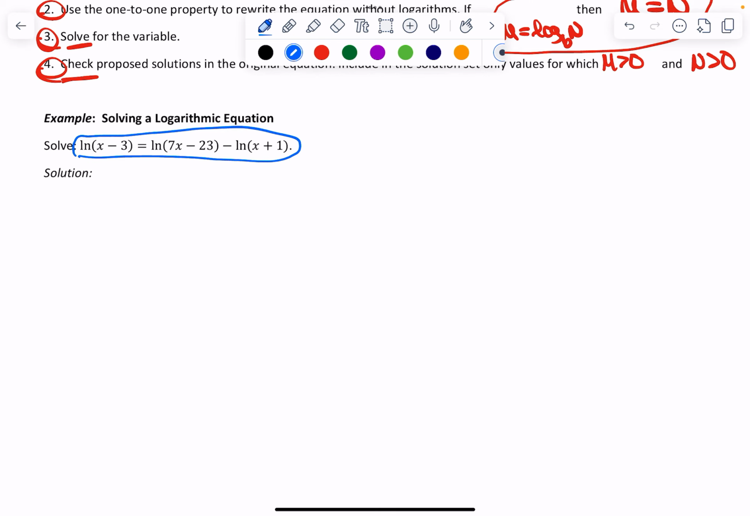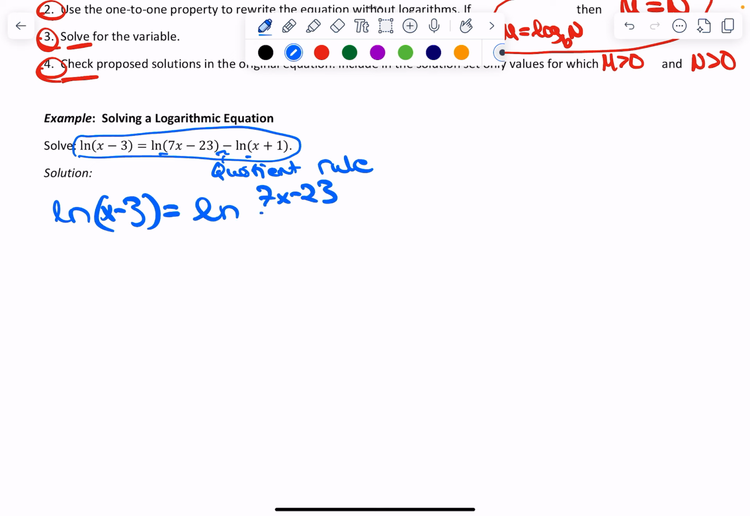What we're going to use first is the quotient property right here. Both are the same base and we have a subtraction, so we can rewrite it as a quotient. So natural log of 7x minus 23 divided by x plus 1.